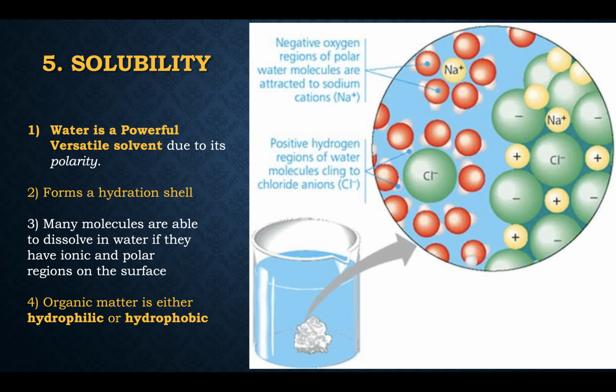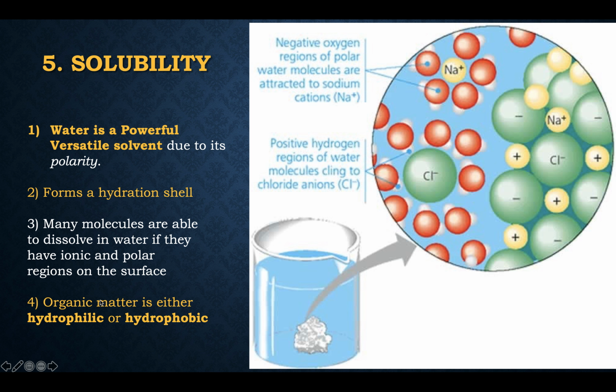The fifth unique property of water is that it is a very powerful solvent. So this is solubility. And this is due to, remember, its polarity, the fact that water molecules have a partial positive and partial negative charge. And because of that, these water molecules will form something called a hydration shell. And many molecules are able to dissolve in water if they have ionic and polar regions on the surface.